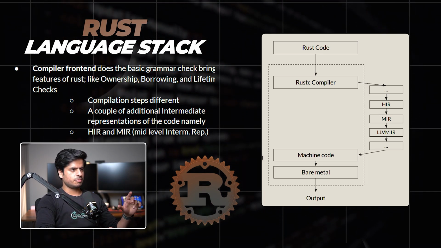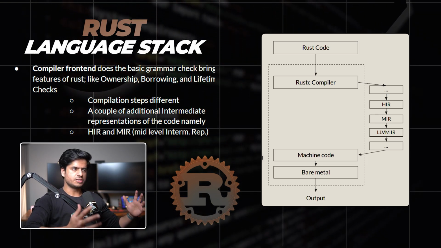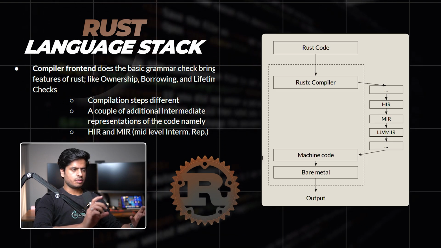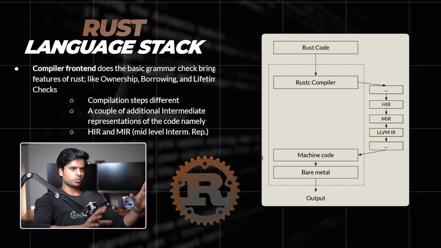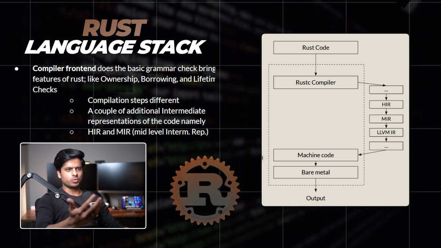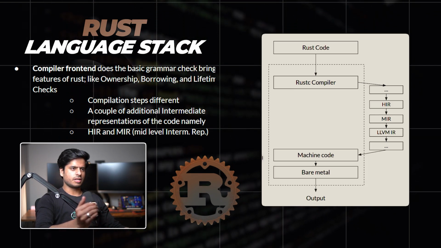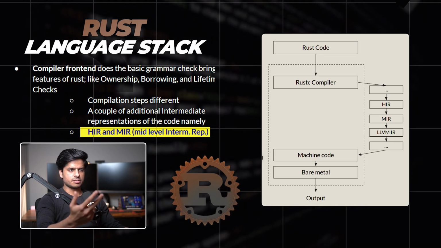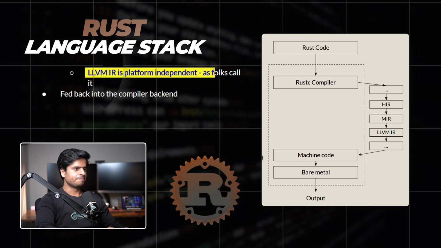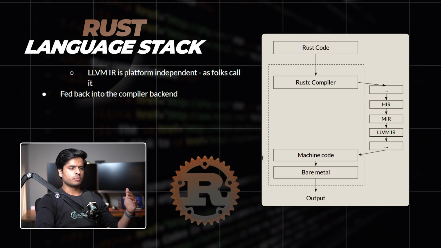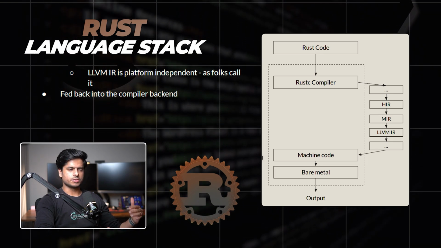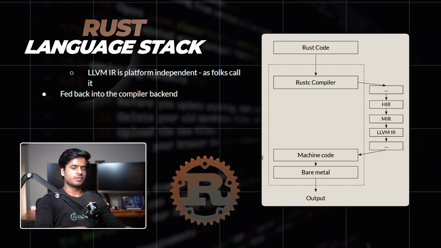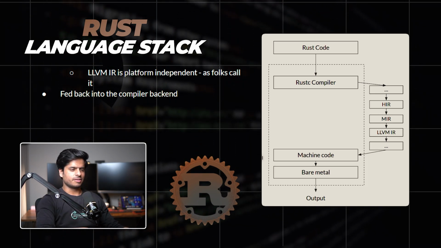Now, the way Rust brings all these modern features is by having a fancy compiler. The compiler front end does all the heavy lifting and brings about most of these features. Then the code goes through almost similar stages like the AST, but there are a few extra intermediate representations like HIR, MIR, LLVM IR. Finally, it is fed to the backend, which converts the code into machine code, and bare metal, then output. And of course, machine code and the compiler itself are platform dependent. And bare metal, needless to say.